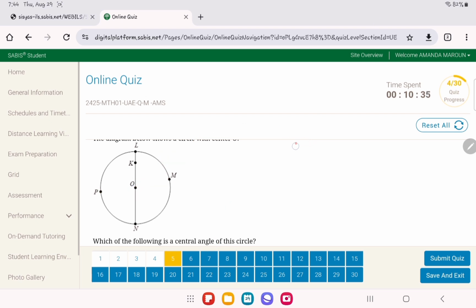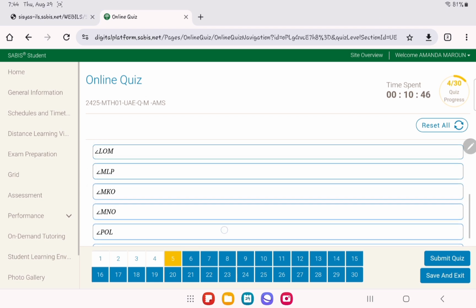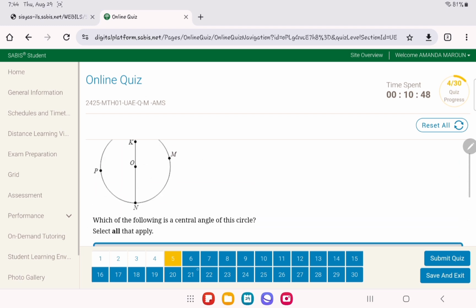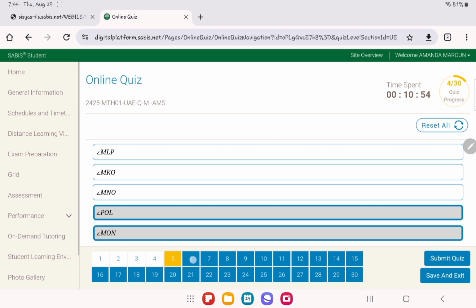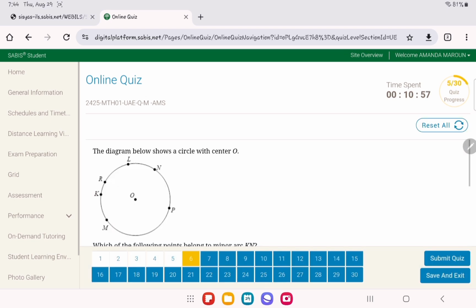So any angle that starts with a point that's on the circle, ends with a point that's on the circle, and has the center as the middle letter, it is a central angle. So POL and MON are central angles.